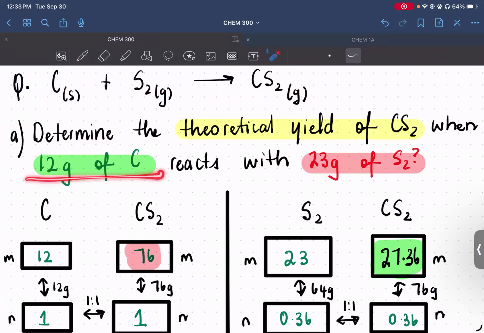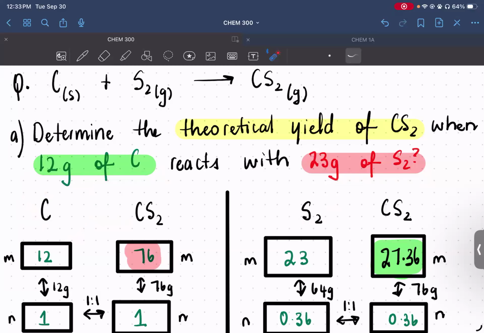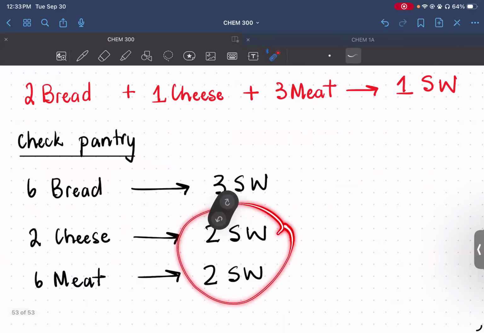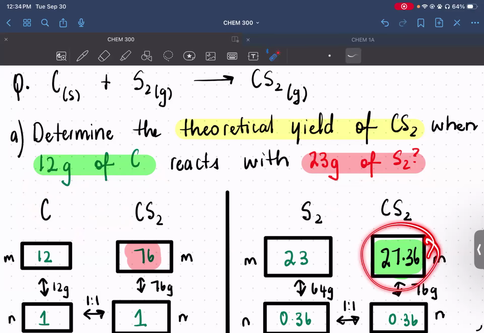You go check your pantry, you evaluate each reactant, and then the lesser amount of product is your theoretical yield. So why do we do two roadmaps? We have to check the pantry. It's only after checking the pantry that we're able to say with confidence, hey guys, I can really only make 2 sandwiches based on what I got back there. Hey guys, I can really only make 27.36 grams of CS2 based on what I got.